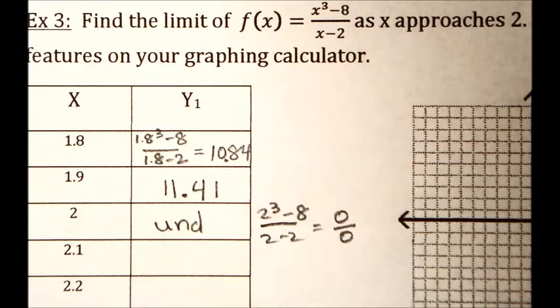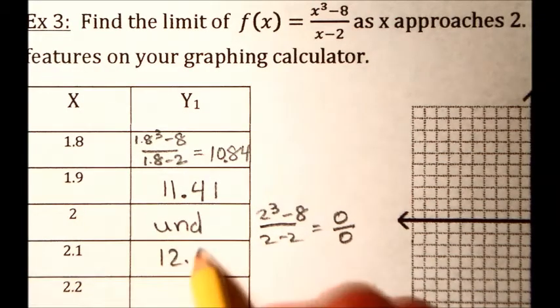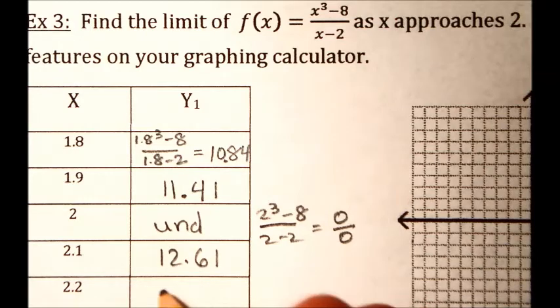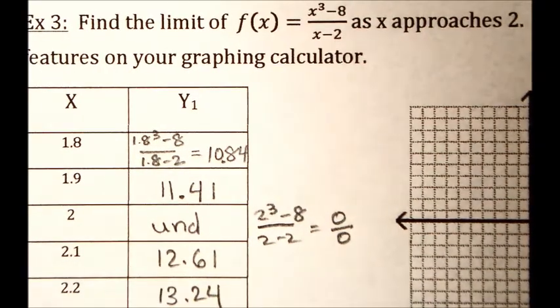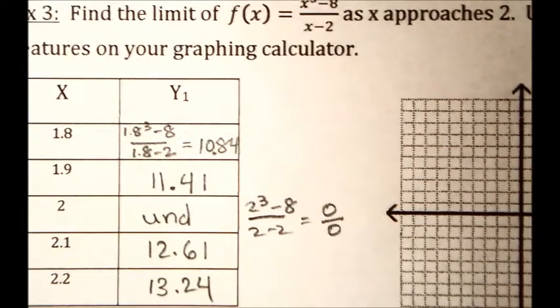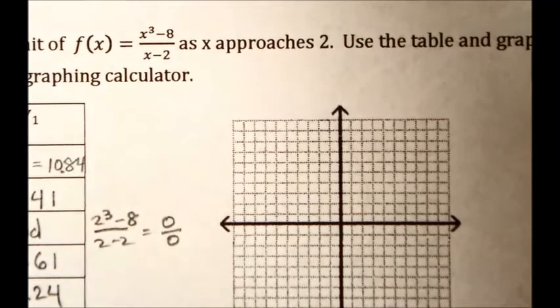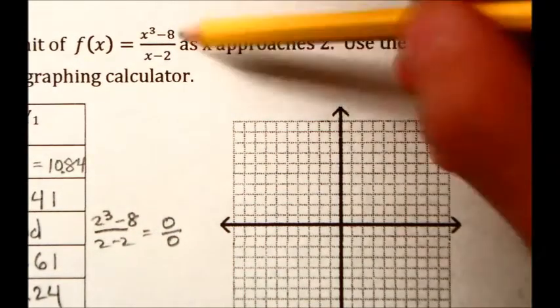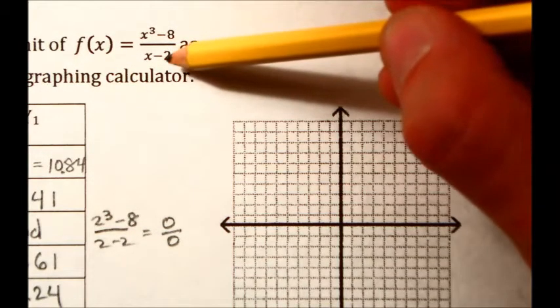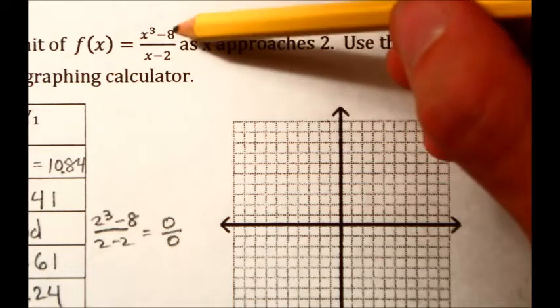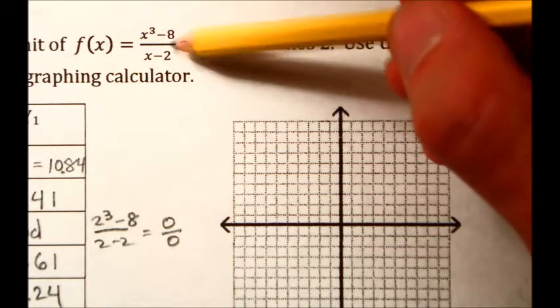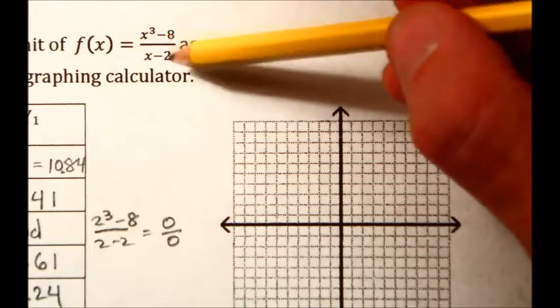If you plug in 2.1, you get 12.61. If you plug in 2.2, it comes out to 13.24. I did all that ahead of time. But let's take a quick look at what this actually looks like. You might remember your rational functions idea. It would seem that there's a vertical asymptote at x equals 2 here. Actually, that is not the case. What we have here is what we call a hole.